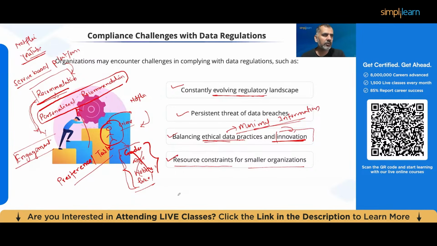This is another challenge. If there is an organization which is pretty small, kind of a startup, and you talk about applying all these data ethical practices, you need to purchase certain licenses and resources. These resources are not available, so small organizations may violate some of the data ethical practices. There are certain challenges, and accordingly, you have to tackle them.